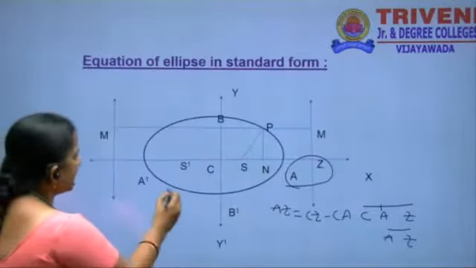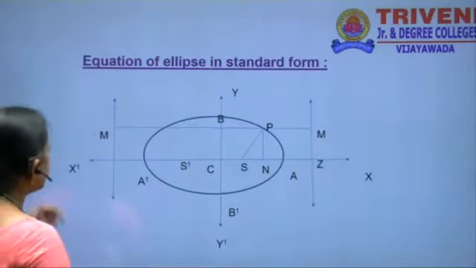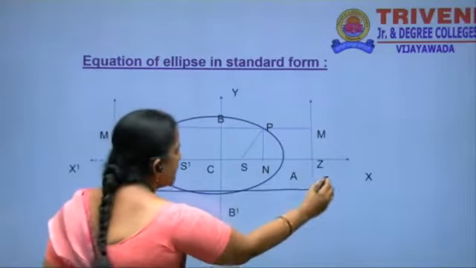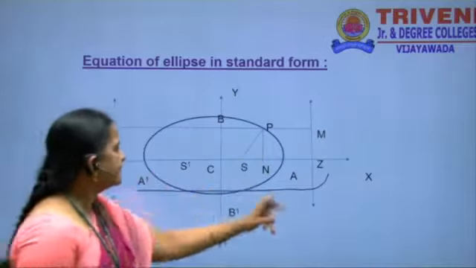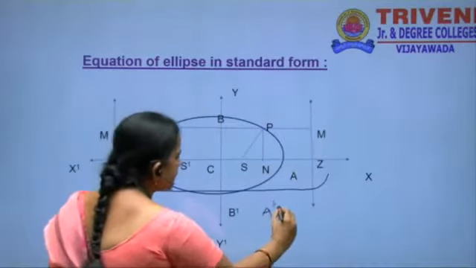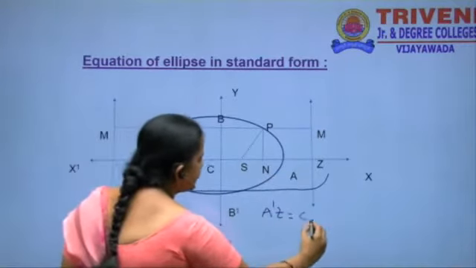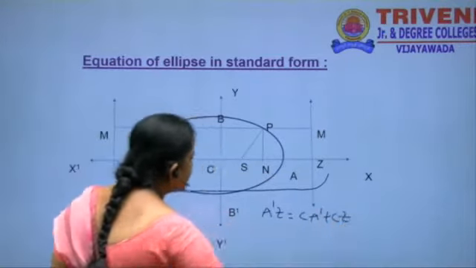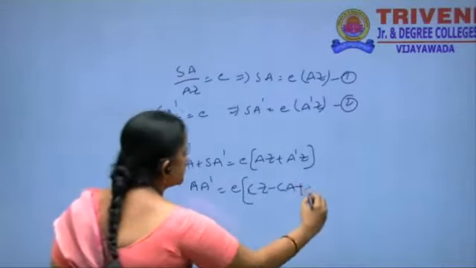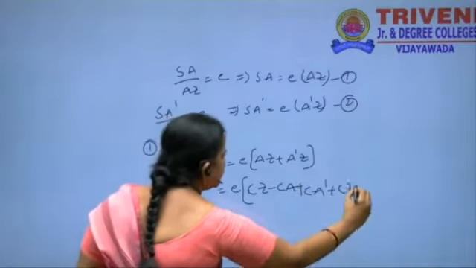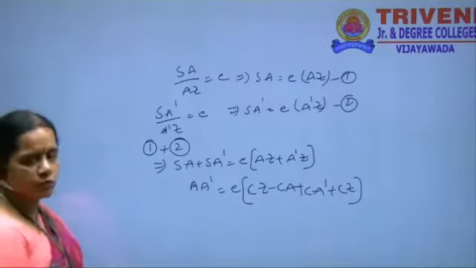A dash Z is the distance between A dash and Z, which can be written as CA dash plus CZ. The distances CA and CA dash are equal to a.